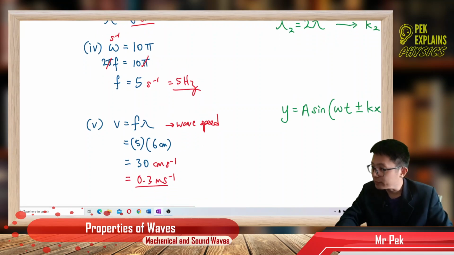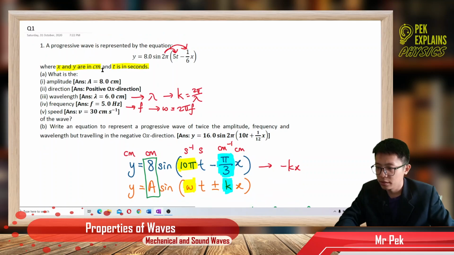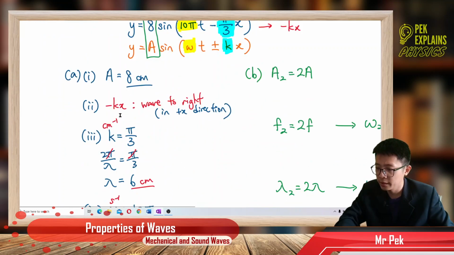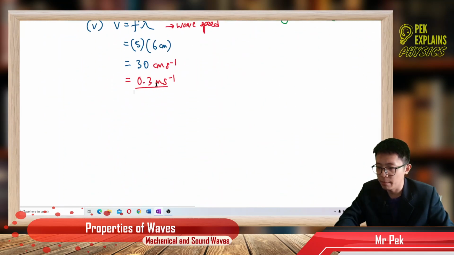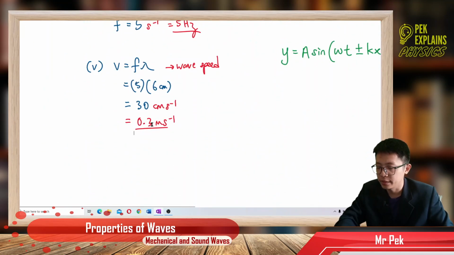Okay? So it's actually 30 cm per second. So you see, the unit is very important. This unit determines the unit for all of this. My amplitude becomes cm, my wavelength becomes cm, and my speed also is cm per second. So just now I get 30 cm per second. Yes, it is correct. Good.